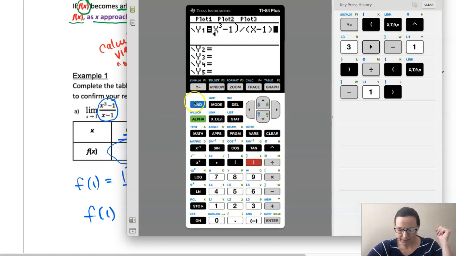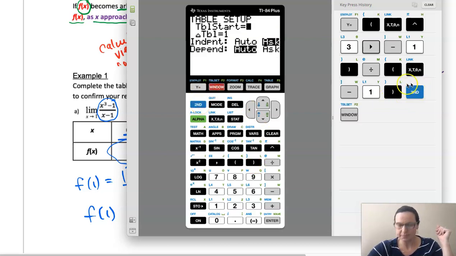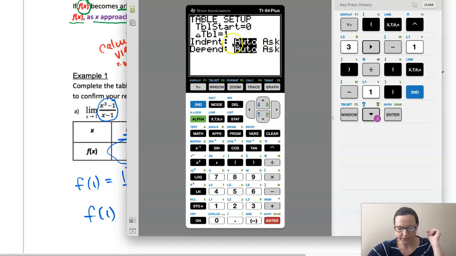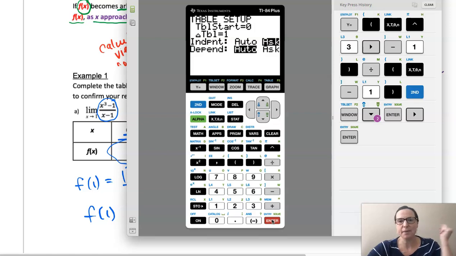Then I'm going to hit second window, so you can see the steps over here. It keeps track of them for you. The reason I'm doing that is because I want to change a setting. Usually the default is set to auto. Independent is talking about x, dependent is talking about y, and auto means it automatically fills in your dependent and independent variables. But what we want to do is pick our own x's to plug in. So we're going to arrow over to ask and hit enter so that I can type in my own x's. That was second window to get there. Now I'm going to go to second table.